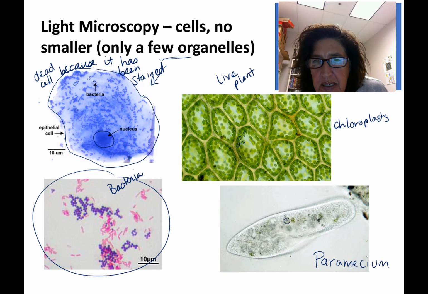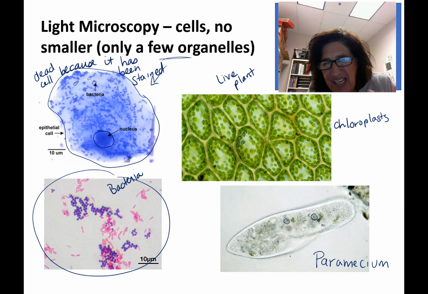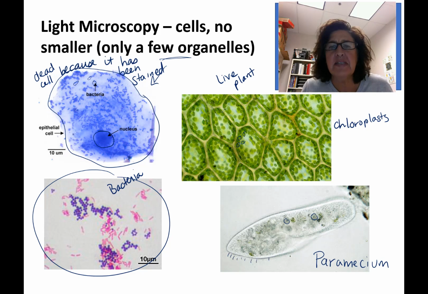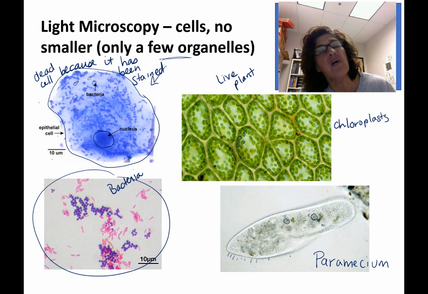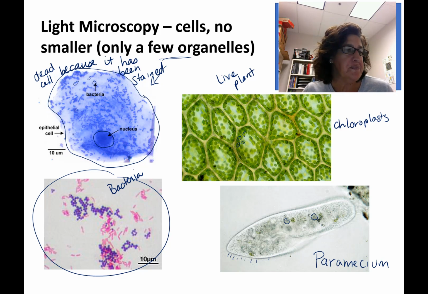In the paramecium, it has some food vacuoles and things that you can kind of see. We'll look at this a little bit more, but it also has cilia. But really, with light microscopy, you're looking at cells, you're looking at cell shape. You can stain them, and they'd be dead cells, and you can see a little bit more detail, but you're not going to be able to see the ER, the Golgi, some of the other organelles that we're going to talk about.